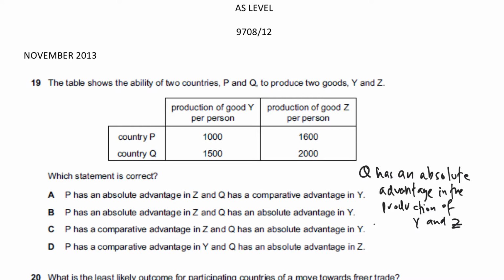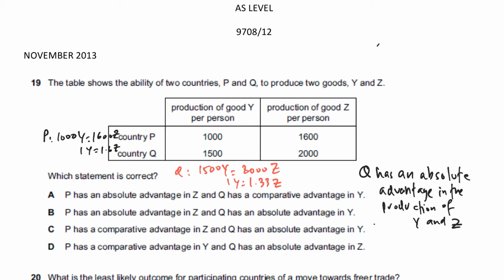Now, for comparative advantage, we need to find out what we call opportunity cost, or who has a lower opportunity cost. So if you look at this, country P has 1,000 of Y equal to 1,600 of Z, or 1Y is equal to 1.6 Z, right? But for country Q, it's 1,500 of Y equal to 2,000 of Z, or 1Y is equal to 20 by 15, or 4 by 3, or 1.33 Z.